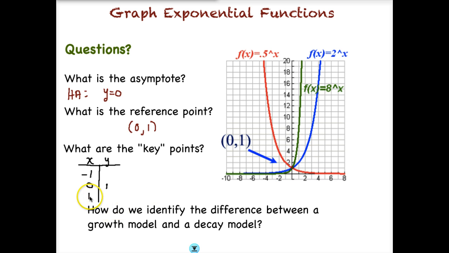Well, let's go ahead and look at 1. If we choose 1, let's look at the blue graph here, the blue function. If we choose 1, then our y value is 2. Let's look at our green function, 8 to the x. If we choose 1 there, our y value is 8. What about our red graph? If we choose 1 there, then our y value looks to be 1/2. So are you seeing a pattern?